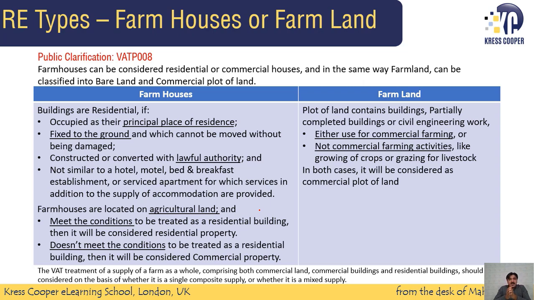So the primary thing is we need to look into the conditions. If the basic definition of residential property is being met, it will be considered residential property. If the basic definition of residential property is being impaired, then it will be considered commercial property. Farmland, again, nothing new in this as well. This is a very basic definition.